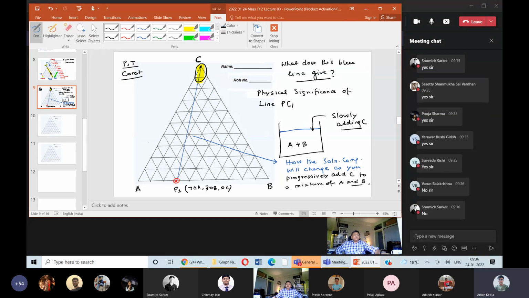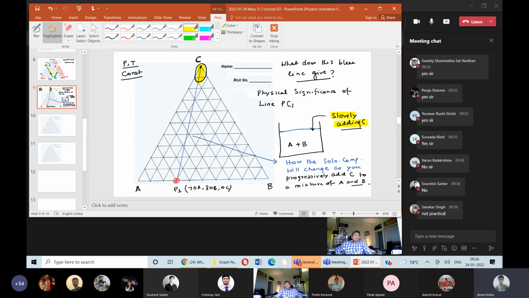Is it possible this way? If you do this thought experiment, can you actually reach the vertex C? Samira? Shankar, I have got your answer. Hold on. When you say no, sir, and yes, sir, all of you, not practical, yes.